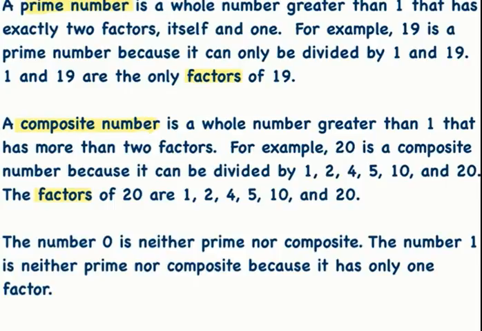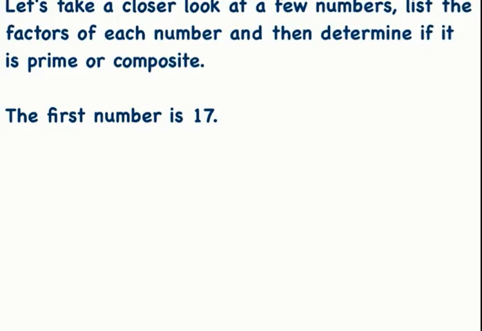Now, two very important rules are the number 0 is neither prime nor composite because it cannot be divisible by any whole number. Also, the number 1 is neither prime nor composite because it only has one factor. And remember, my prime number had to have two factors, itself and 1. The only thing that one can be divisible by is 1. So it only has one number for a factor, so it cannot be considered prime. Very important rules to remember.